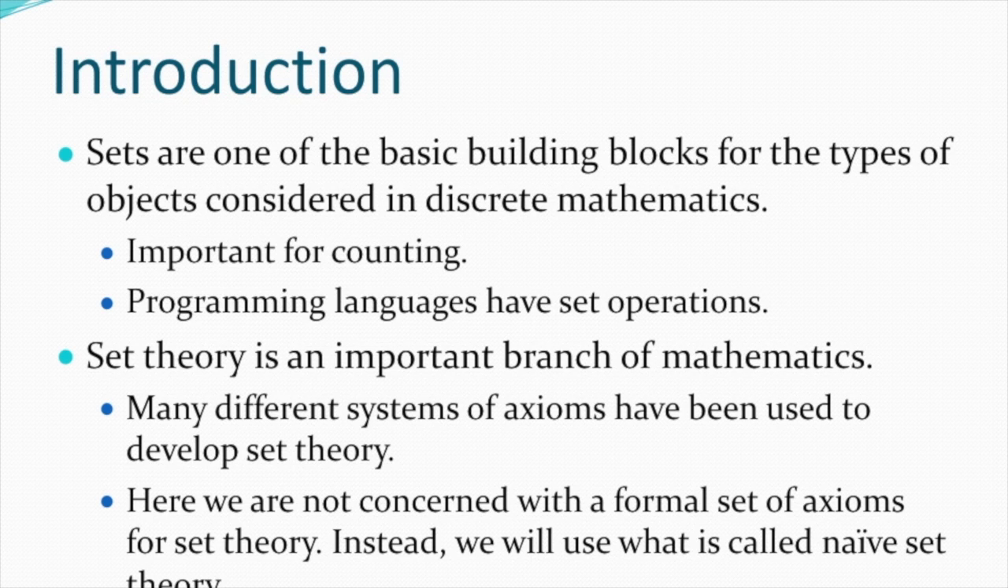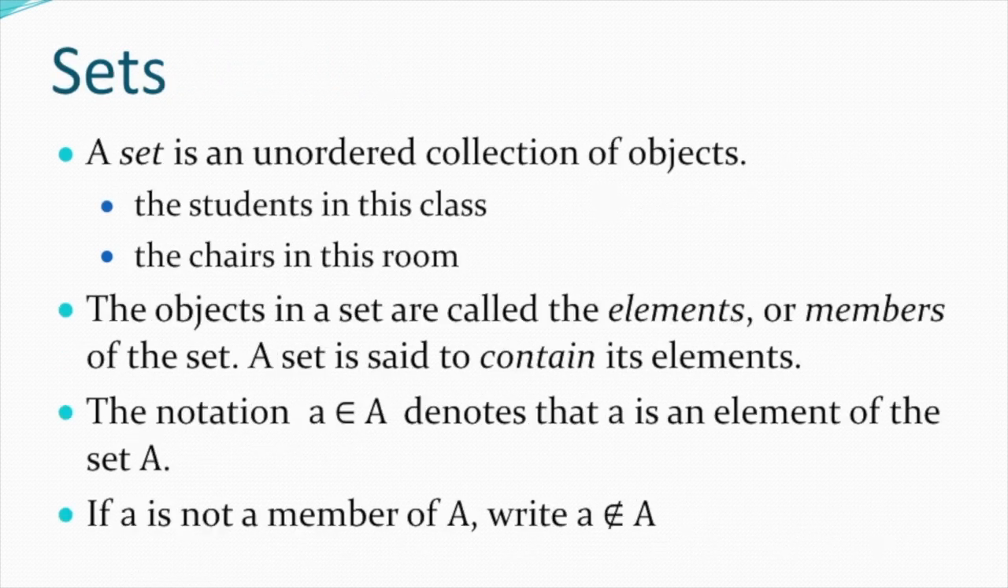Now, set theory is a very important branch of mathematics, and many different systems have used sets to define the relationship between different entities, elements, and objects. So a set is an unordered collection of objects. And objects could be anything. This could be the students in this class. It also could be the chairs in the room. Now, the objects in the set are called the elements or the members of the set. And normally, the relationship between the set and its members is basically containing. So a set contains those members.